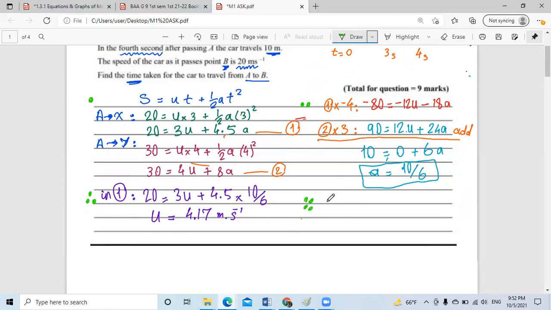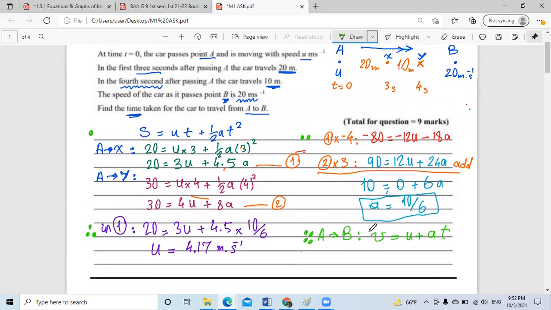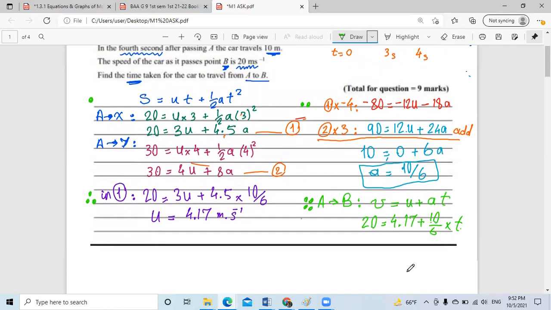So now I will substitute from A to B, and the equation will be v equals u plus at. So v, the velocity at B, is 20, equal to u, which is 4.17, plus the acceleration, which is 10 divided by 6, multiplied by t. By doing the math, the time will be equal to 9.5 seconds. That's it.